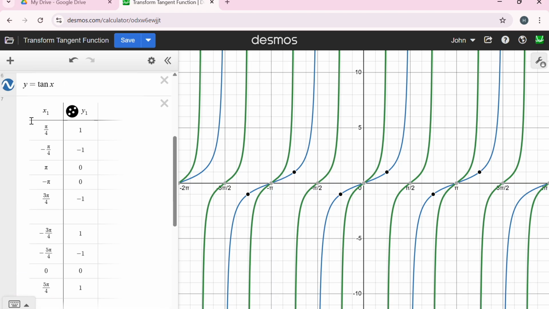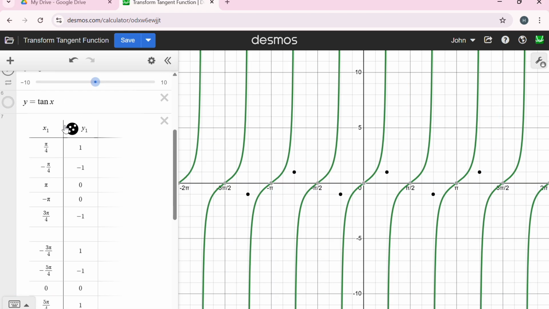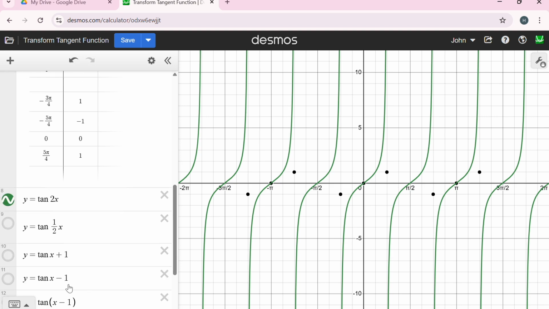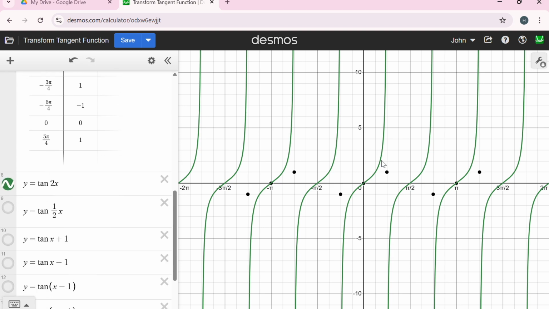Well, let's take a look at, is that the case? Well, this is pi over 2. Right here is pi over 4. The asymptotes for y equals tangent of 2x are pi over 4 and negative pi over 4. And the distance between those two asymptotes is pi over 2. So our new period is pi over 2, and it should make sense that it changes by a factor of 1/2.